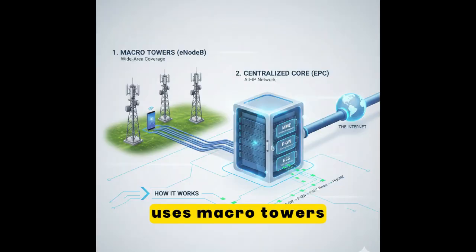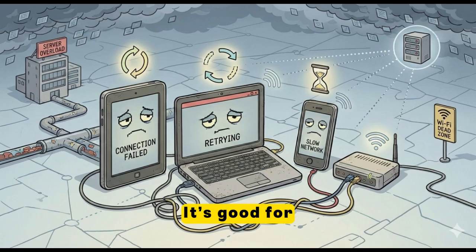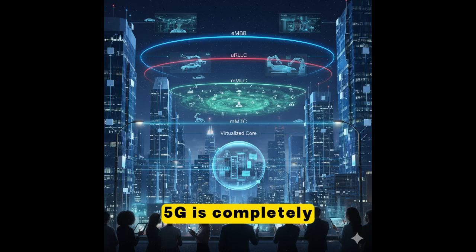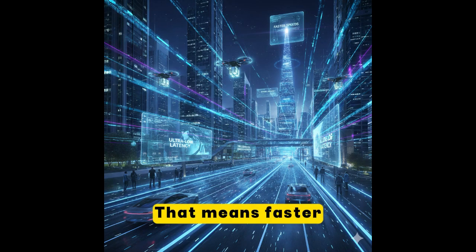4G uses macro towers and a centralized core. It's good for video and browsing, but has higher latency and limited device support. 5G is completely different: dense small cells, virtualized core, and network slicing. That means faster speeds, ultra-low latency, and millions of devices connected simultaneously.